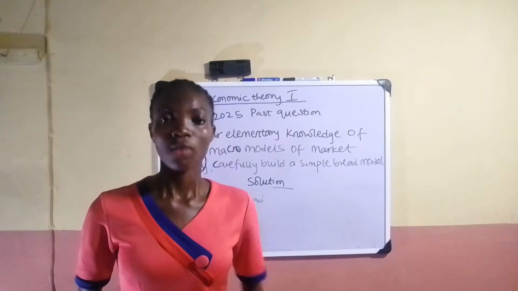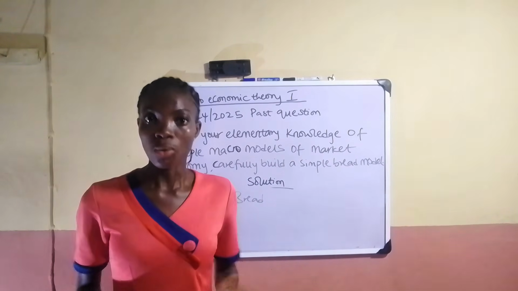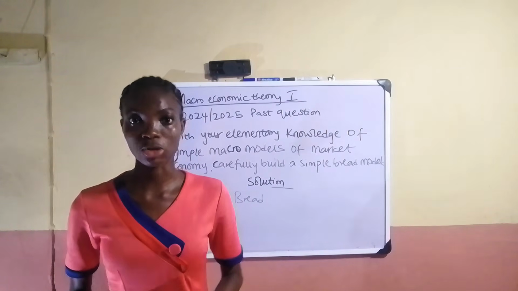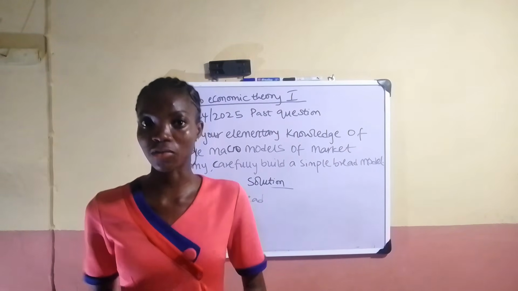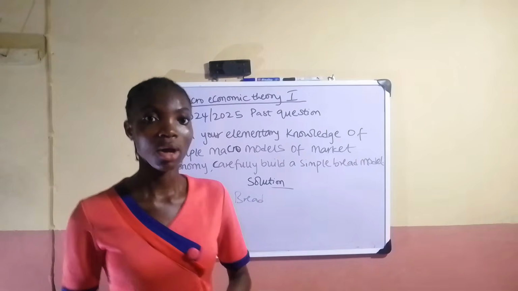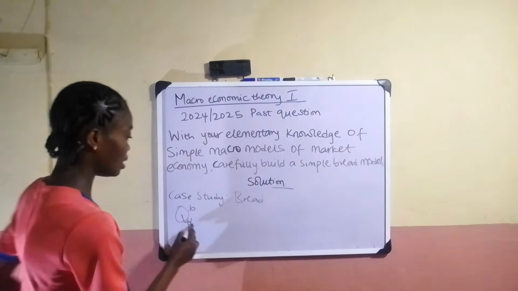To build our model, for us to derive the mathematical representation of simple bread model, we have to look at the interaction between the demand and supply function. This is where we have the quantity demanded of bread and the quantity supply of bread. This interaction will help us to build our simple bread model.